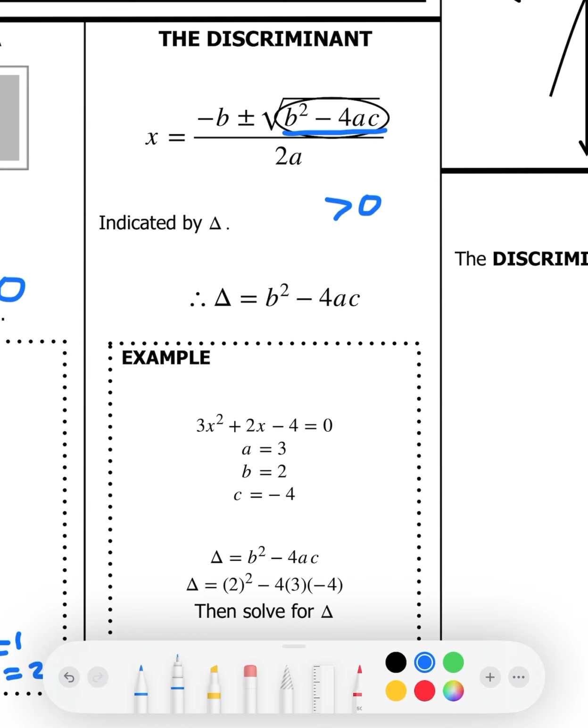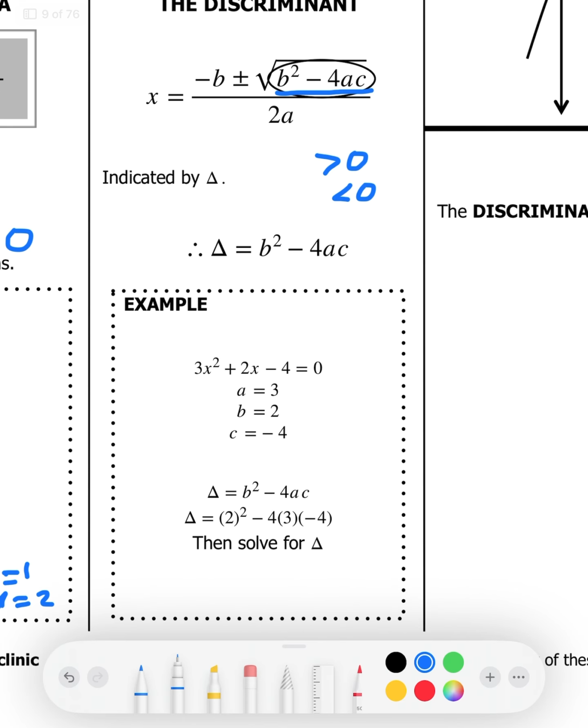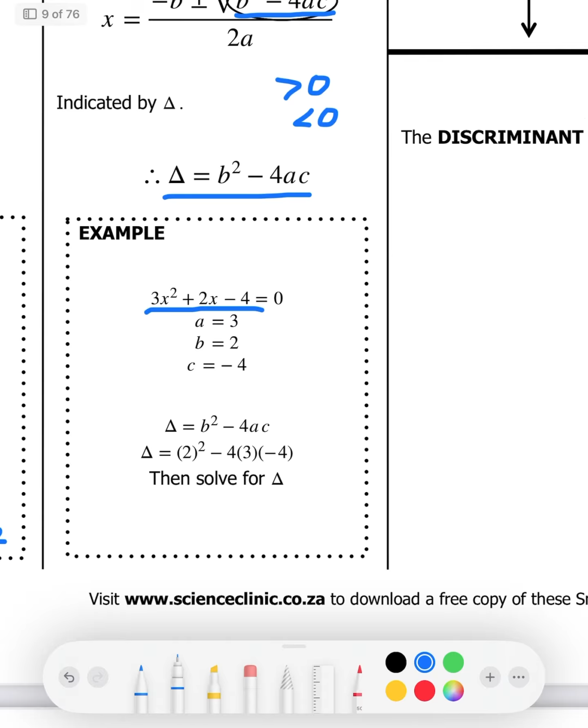So how do we then describe all of these cases? The first thing we want to do, every time we have an equation, is to know what the discriminant is, the small triangle. We want to know what that is by looking into the equation that is given. So in this case, it's 3x squared plus 2x minus 4. We have already identified our a, b, and c, and we want to put them into the discriminant formula.